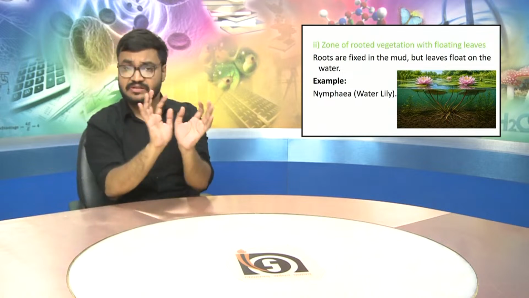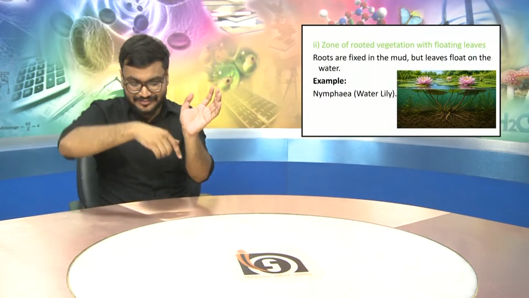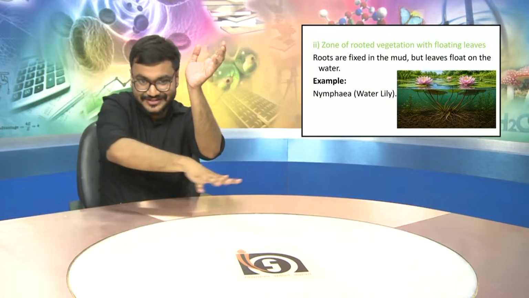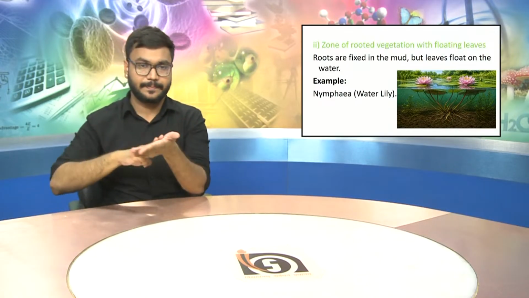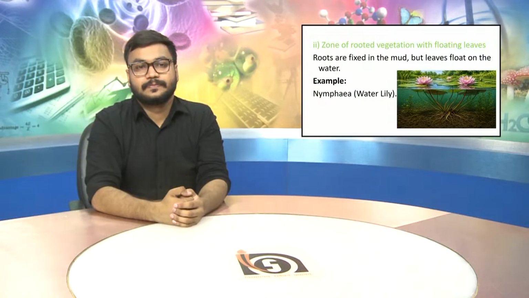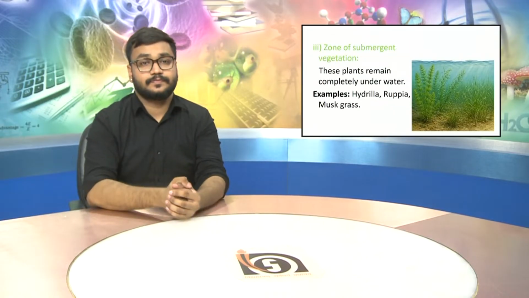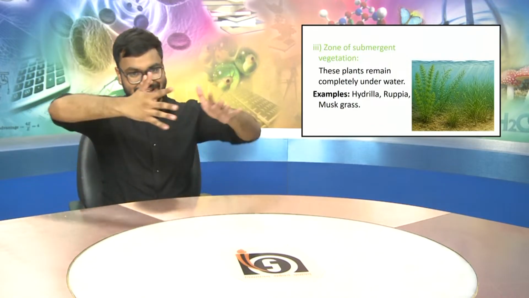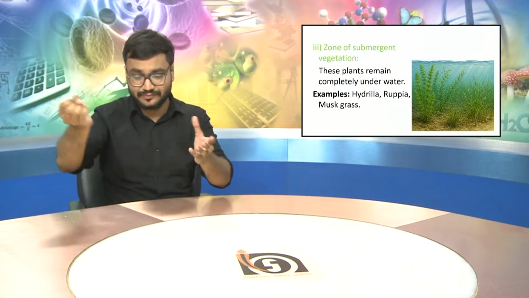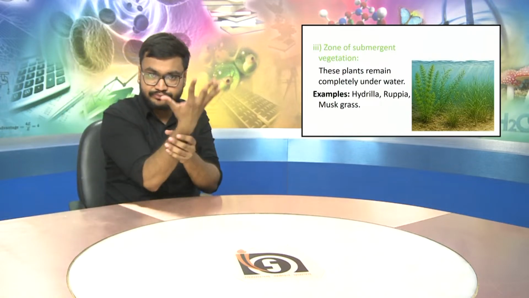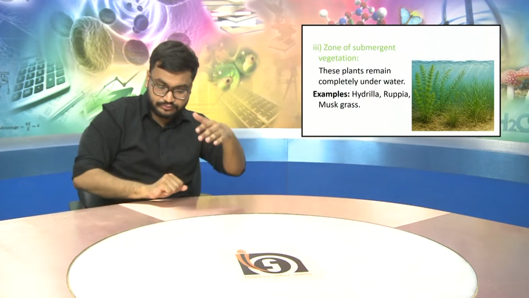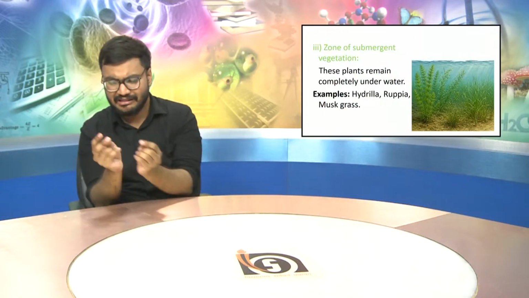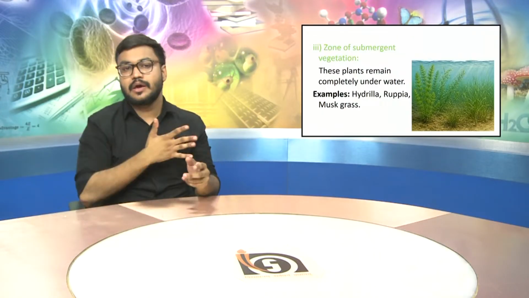And the second is zone of rooted vegetation with floating leaves. Its roots are fixed in the mud, but leaves float on the water. For example, Nymphaea, or we can say water lily. The third one is zone of submergent vegetation. These plants remain completely underwater. For example, Hydrilla, Ruppia, musk grasses, etc.